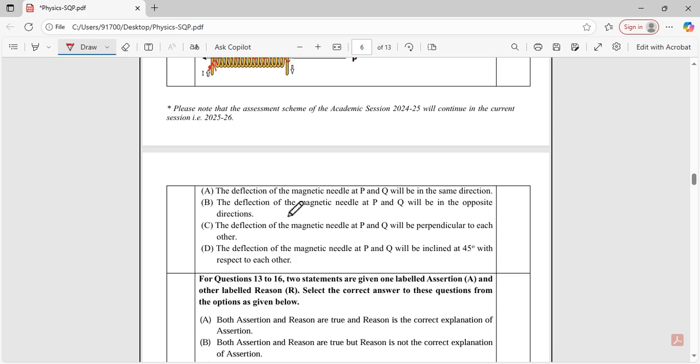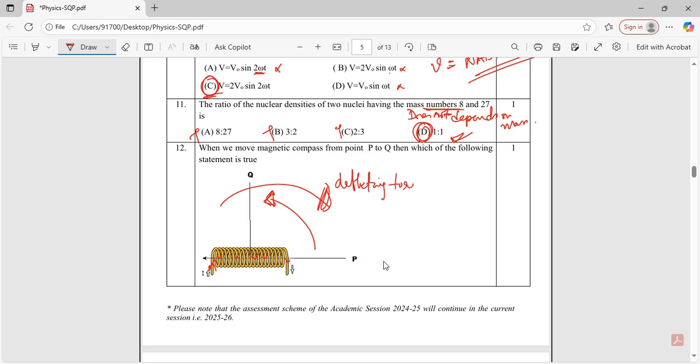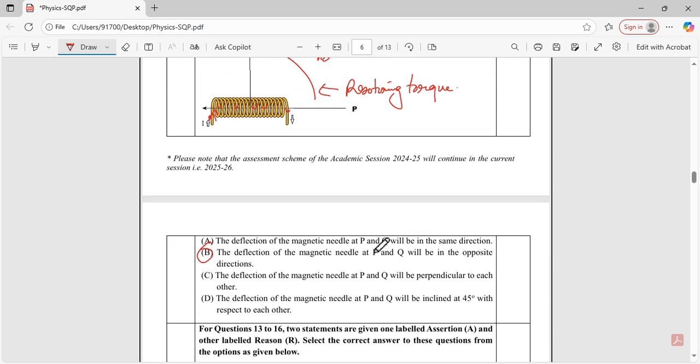Deflection of the magnetic needle from P to Q will oppose the deflection. That's the correct one, because there is a deflecting torque from Q to P. Actually, study that in the galvanometer concept. A deflecting torque, and these are the restoring torque. The restoring torque is opposite to the deflecting torque. That's the important point. That's why the magnetic needle at P and Q will be in opposite directions.